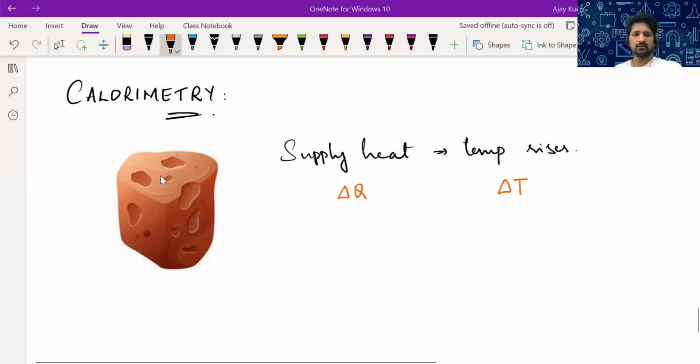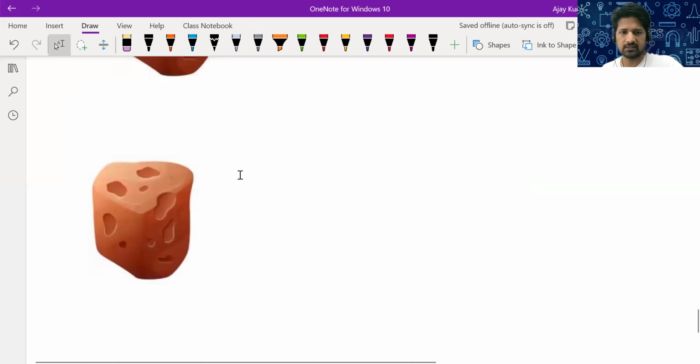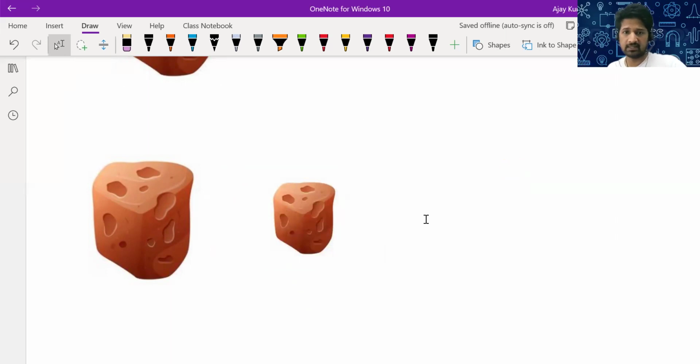Now consider two objects made of the same material. One of this size, another one maybe much smaller. We had discussed this at the beginning of this chapter also, the difference between heat and temperature. So there are two objects of different sizes made of the same material. Suppose you want to bring about a temperature change of delta T in both of them, which means you want to raise the temperature by the same amount.